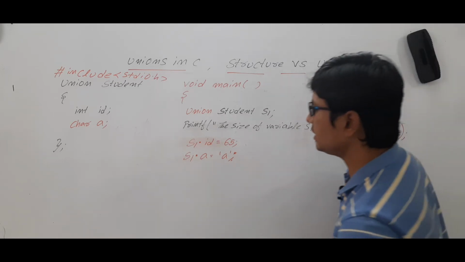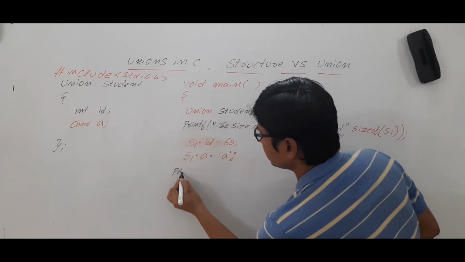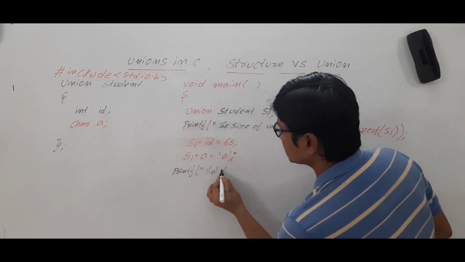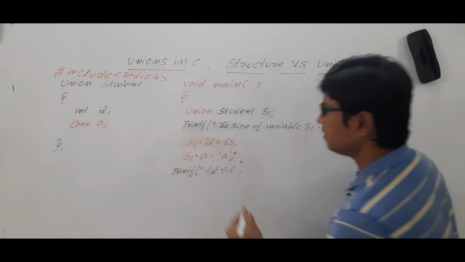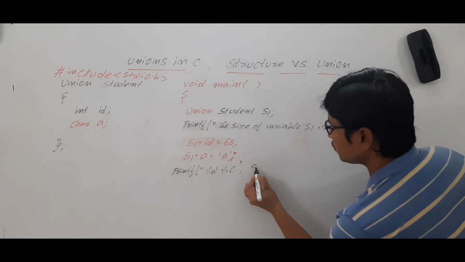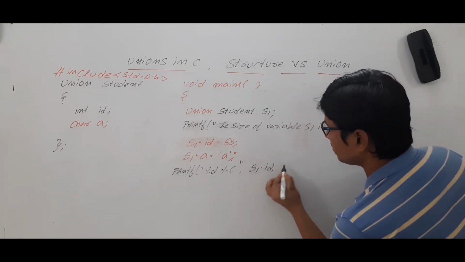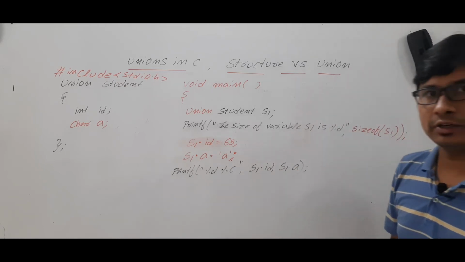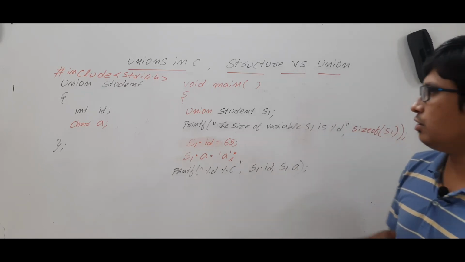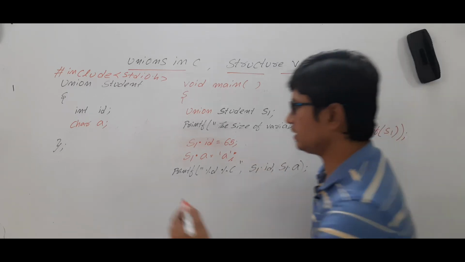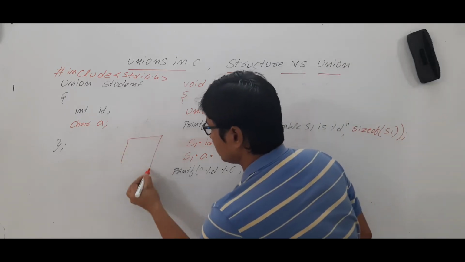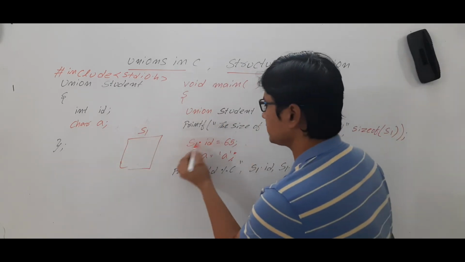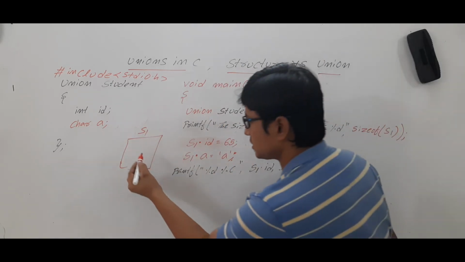Now if I write printf, "%d %c", s1.id comma s1.a, then what value will be displayed? You please look at it here. Now 4 bytes of memory will be allocated for this variable called s1. Now first you are assigning s1.id is equal to 65.